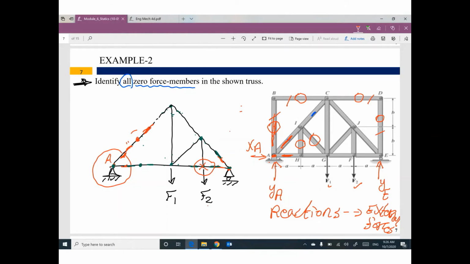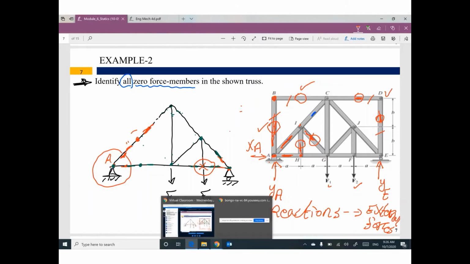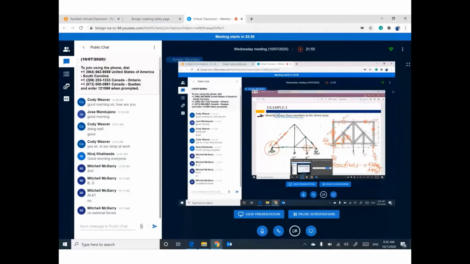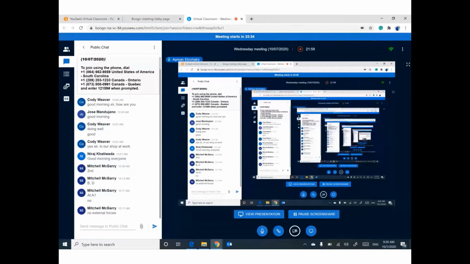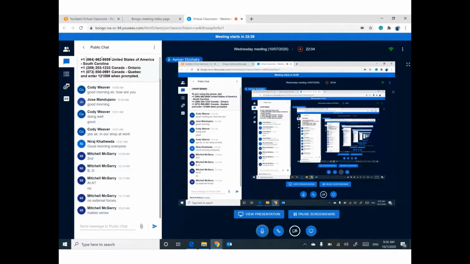This one, because of joint B. This one and this one because of joint D. This one because of joint H. After you delete this member, joint I is good to make this member a 0 force member. So guys, what do you think? Do you have any question? This point is very important. This part in this topic is very important.